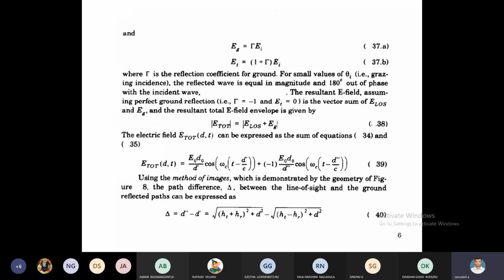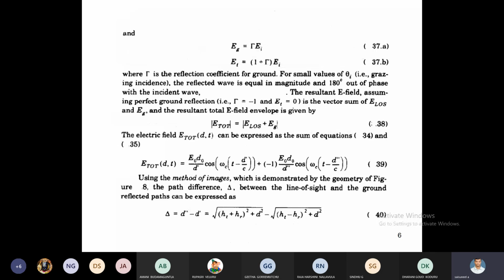Here, due to reflection from the ground, there is no change in the magnitude of the signal, but the phase can change. Due to reflection, the phase can be changed by 180 degrees, out of phase with the incident wave. Then the reflection coefficient is equal to -1, and then Et is equal to 0. Then we are calculating the total E field.